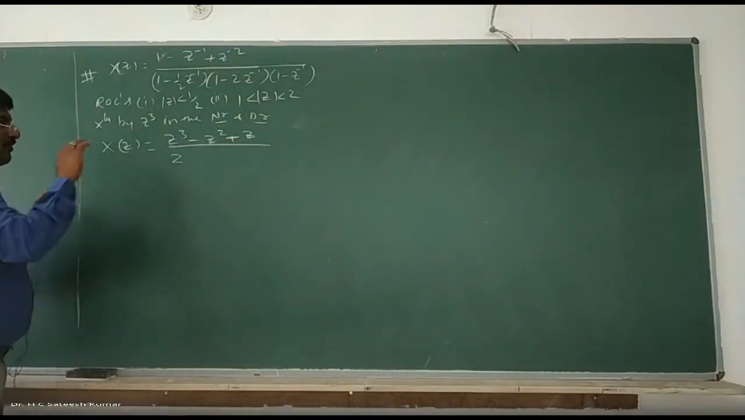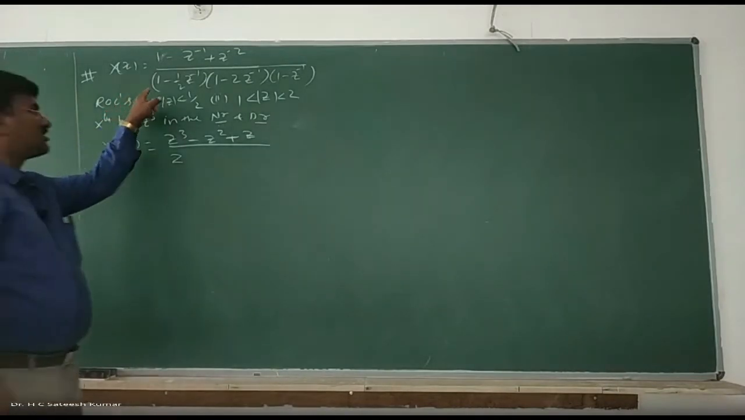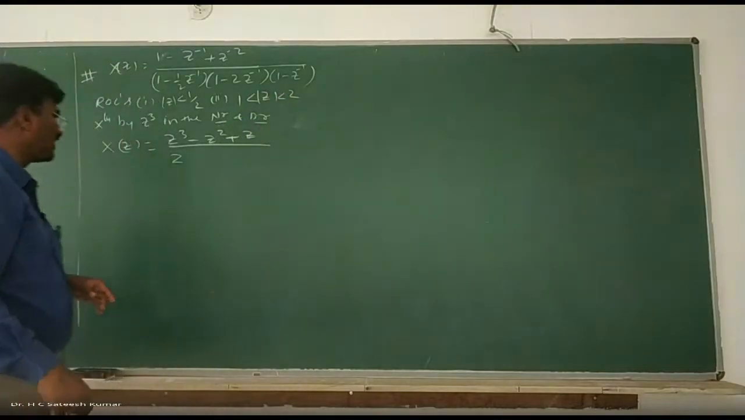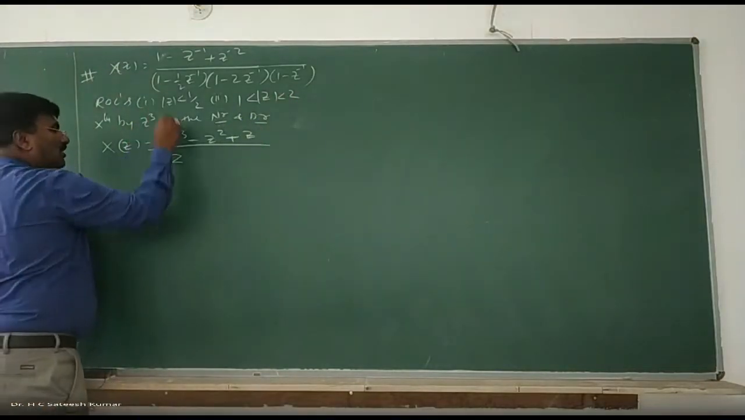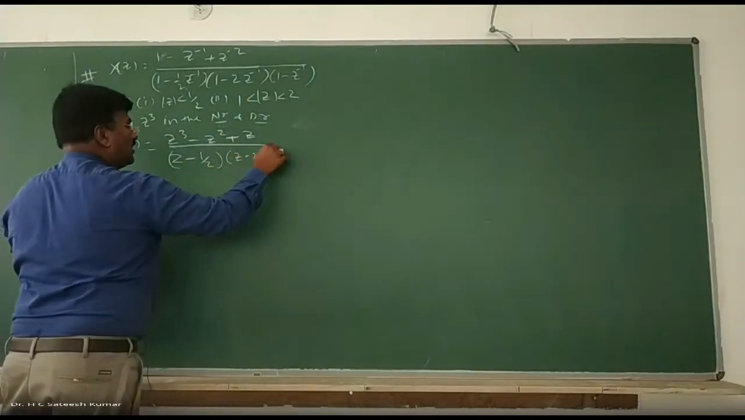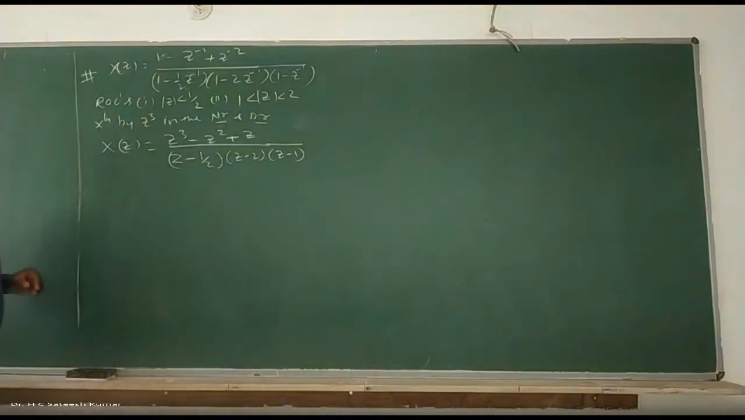See, while multiplying in the denominator, z cube is split into z. One z is multiplied with this one, one z is multiplied with this one, one z is multiplied with this one. Therefore, what will you get? If you multiply with this one, what will you get? Z minus half, into z minus 2, into z minus 1. So now all of them are positive powers.